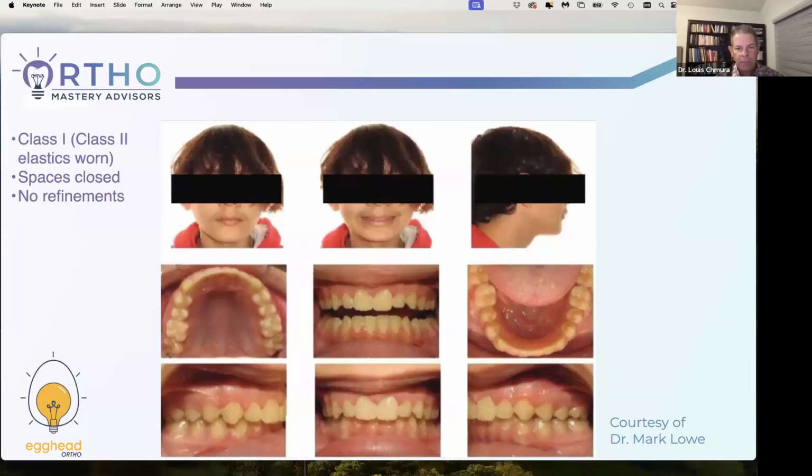But they did a great job in Dr. Mark Lowe's office, right? They used rubber bands. The kid wore them for the most part. They got the midlines almost on, almost class 1 on the left. It is class 1 on the right. If you look at the pictures, you can actually see that it's pretty much class 1. Some of the pictures, you can't see that. No refinements, one shot at it, and he got everything done. This kid must have worn his elastics like a champ.